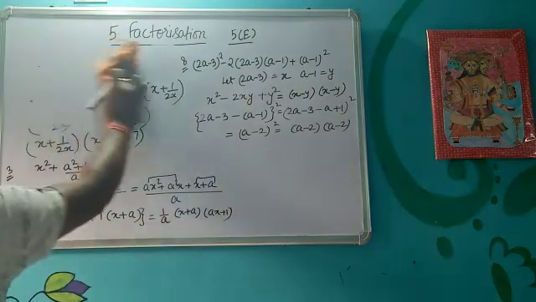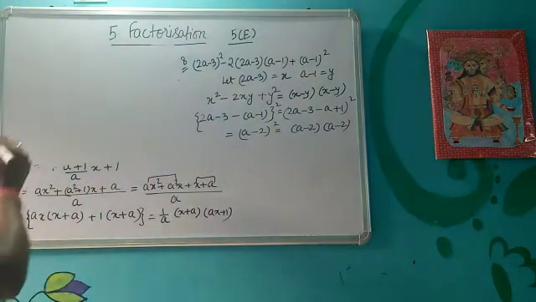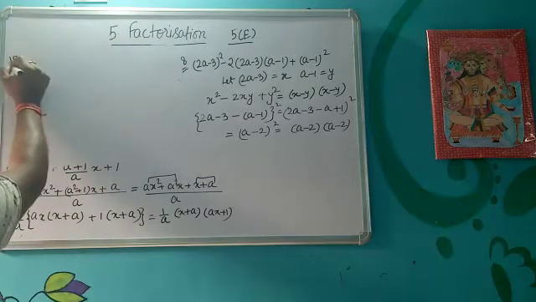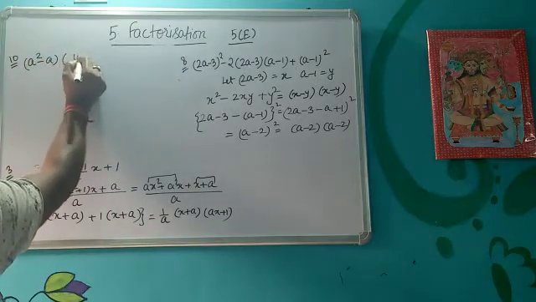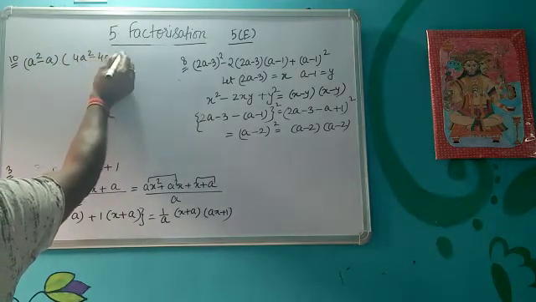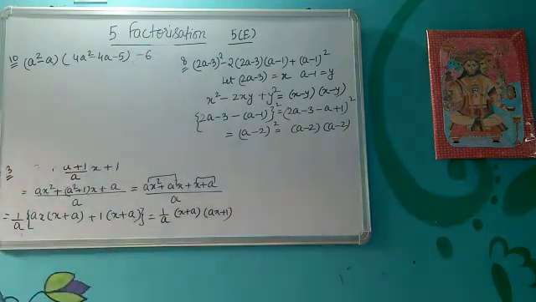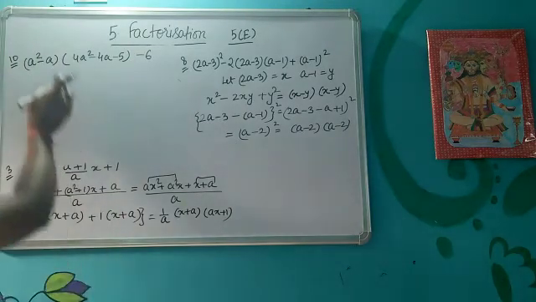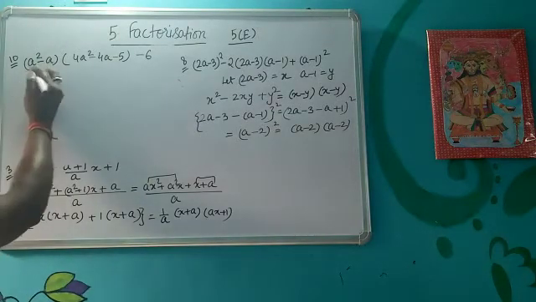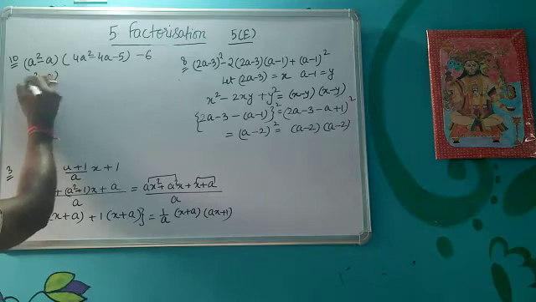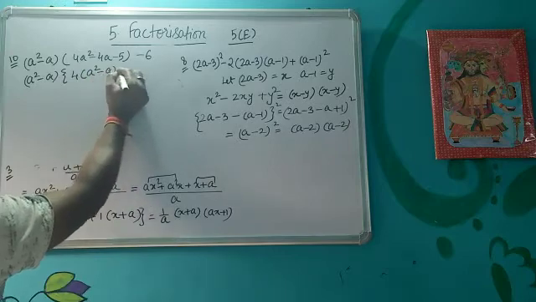Then let's see one more question. Suppose the question is like this, a square minus a, and in the bracket 4a square minus 4a minus 5, minus 6. So in order to solve these type of questions, this is a square minus a. If you remember, in the first exercise only, we have solved these type of questions. So it is a square minus a. Then what I am going to do, I will take 4 as common, minus 5.